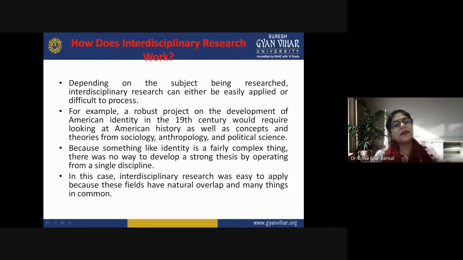Something like identity is a fairly complex thing. How are you going to judge identity and how are you going to research it? There was no way to develop a strong thesis by operating from a single discipline. If you leave sociology, anthropology, and political science away from your research, you will not be able to do that. So in this case, interdisciplinary research was easy to apply because these fields have natural overlap and many things in common.